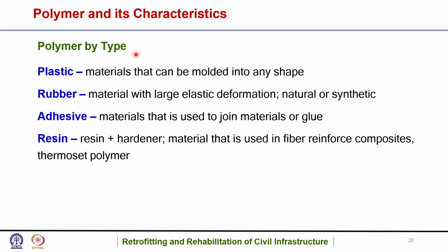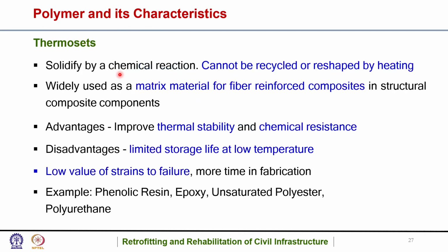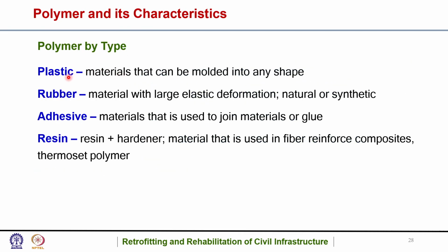So if we talk about polymer by type, so it can be plastic. So these two were polymers by processes. So if we talk about polymer by type, first is plastic. So they are materials that can be molded into any shape. Second is rubber, which is basically a material with large elastic deformation, and they are basically natural as well as synthetic. Adhesives are materials that are used to join materials or glue, and resin can be used as resin plus hardener, that is material that is used in fiber reinforced composites, thermoset polymer, etc.